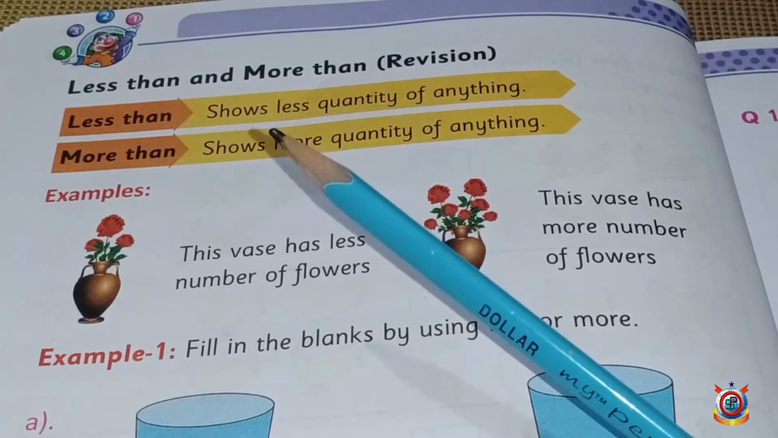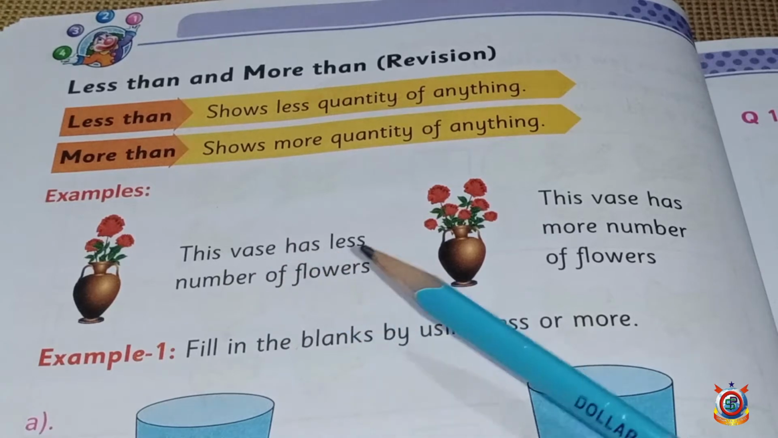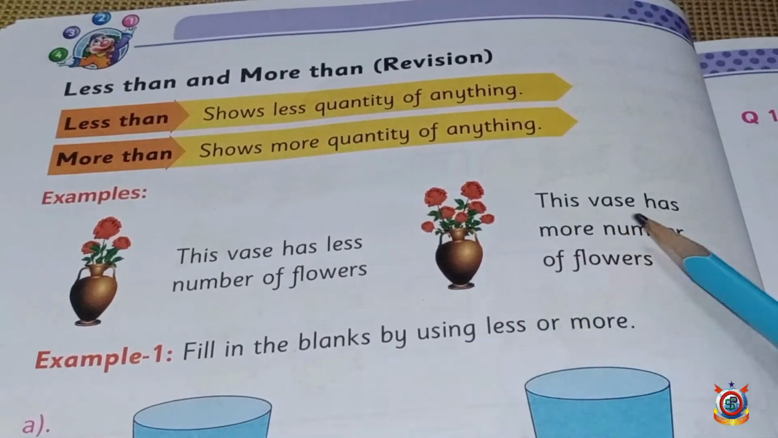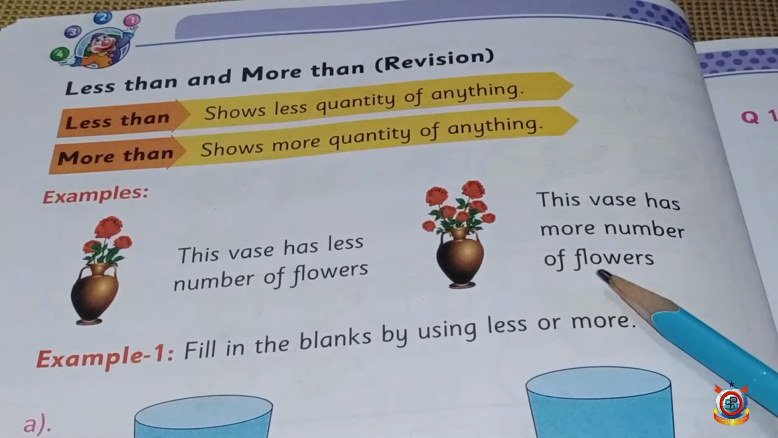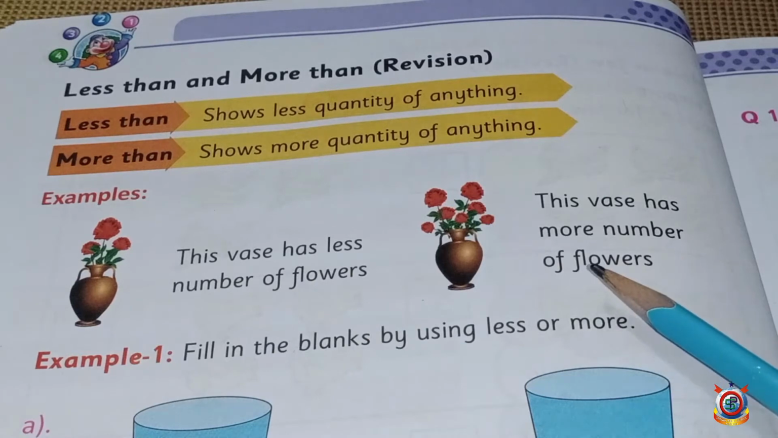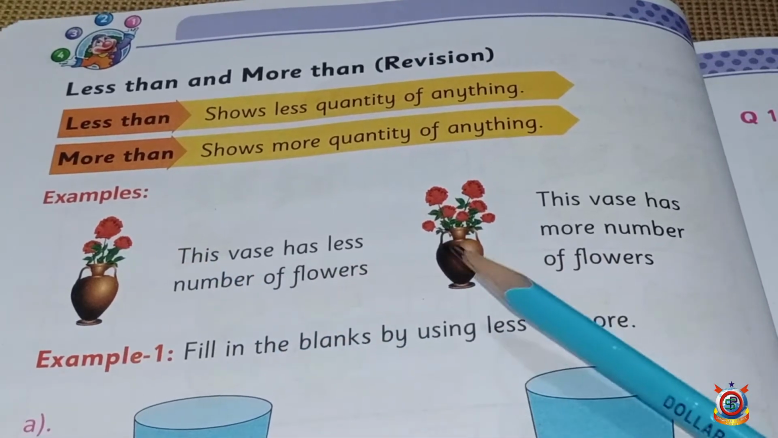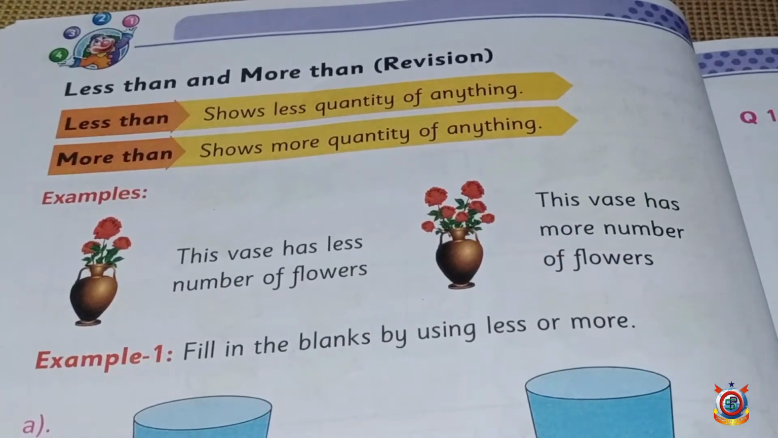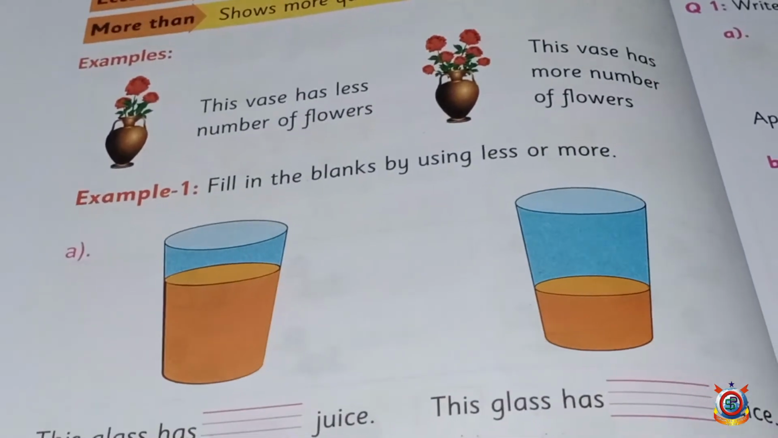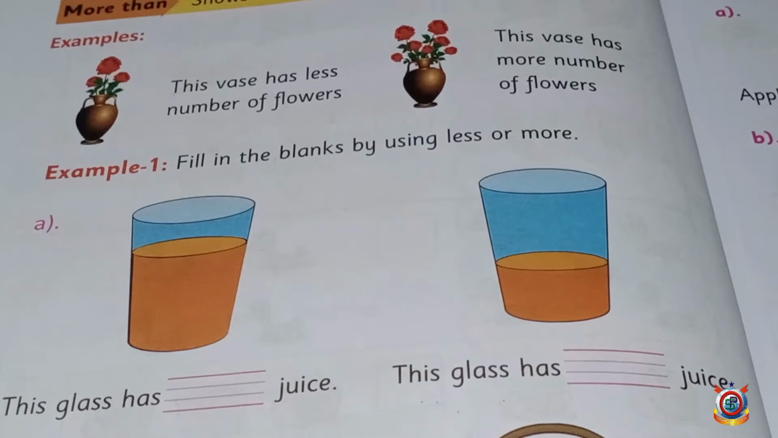Okay, very good. As you can see the example, this vase has less number of flowers. And this vase has more number of flowers. So less number of flowers, more number of flowers. Very good. So here we are having example 1.